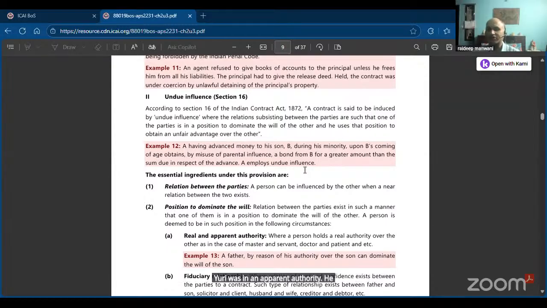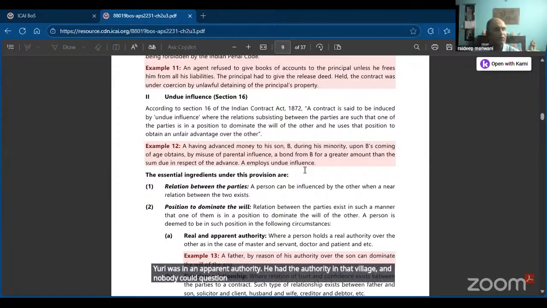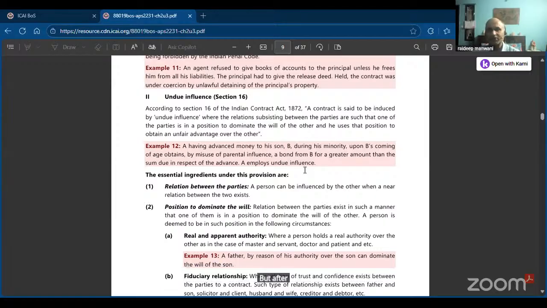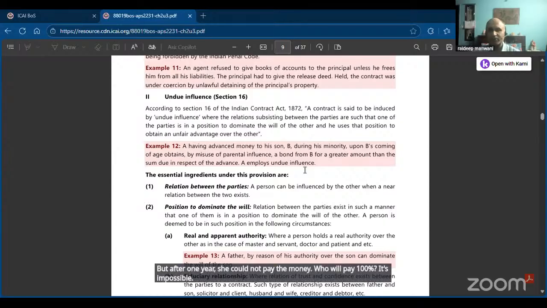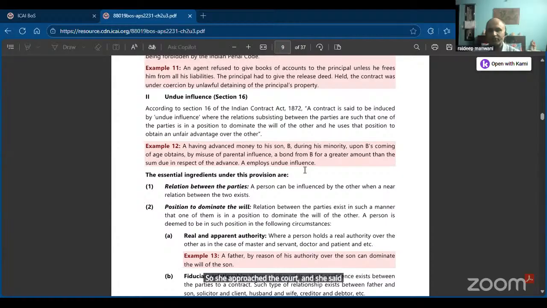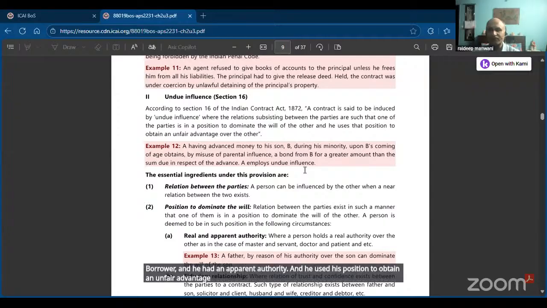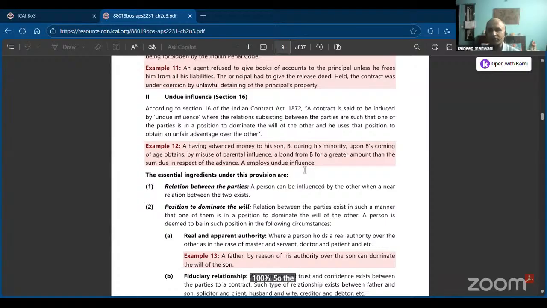He had the authority in that village and nobody could question his authority as the money lender. But after 1 year, she could not pay the money. Who will pay 100%? It's impossible. So she approached the court and she said this was a contract of undue influence. The court held yes. Swaminathan was in a relationship of a money lender and the borrower, and he had an apparent authority and he used his position to obtain an unfair advantage. Wasn't it an unfair advantage? Yes. 100%. So the court reduced the rate of interest from 100% to 24%.